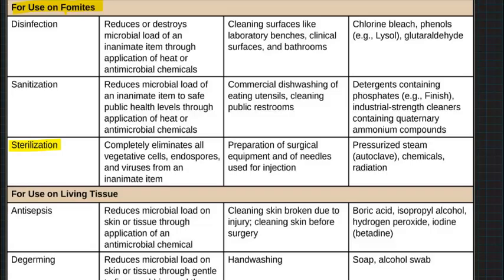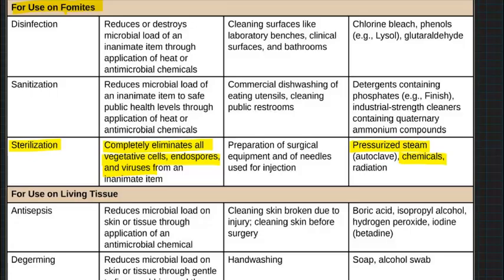Sterilization can be defined as the process in which all microorganisms, including endospores, are completely eliminated from the item. Sterilization can be achieved by using fairly aggressive physical methods, such as pressurized steam or autoclaving, or a set of fairly aggressive chemicals.